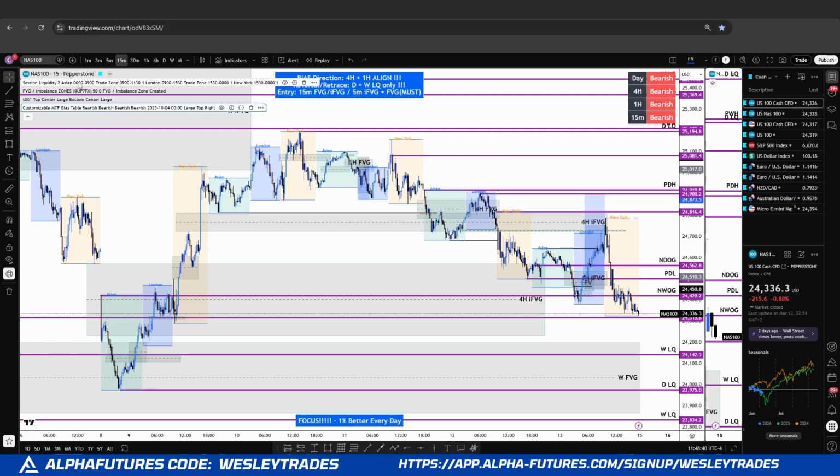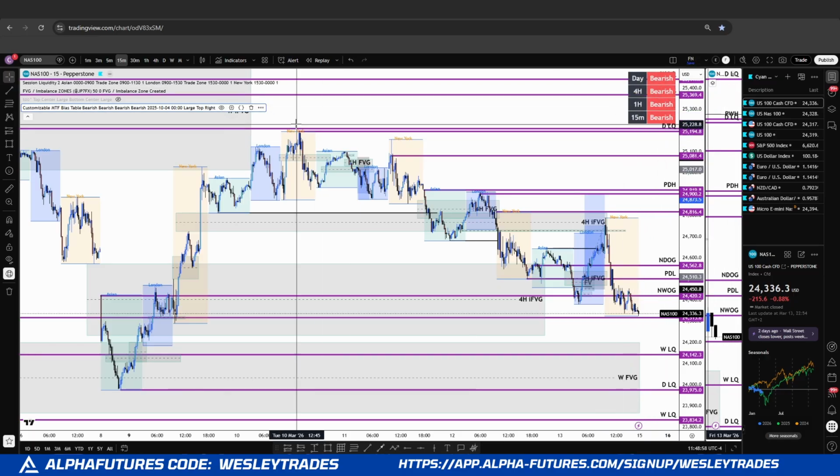So if you want to make use of the free TradingView account, there's only a few indicators that you would need to be able to use that's going to make your life easier. So let me just remove the ones that you don't really need to use, which is this one here on the right hand side.